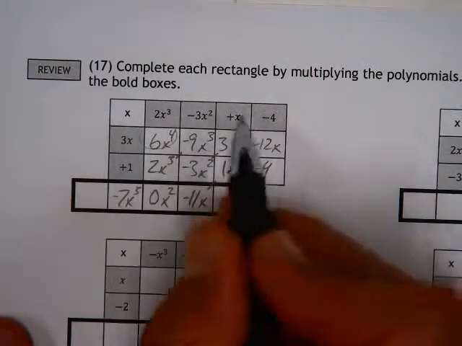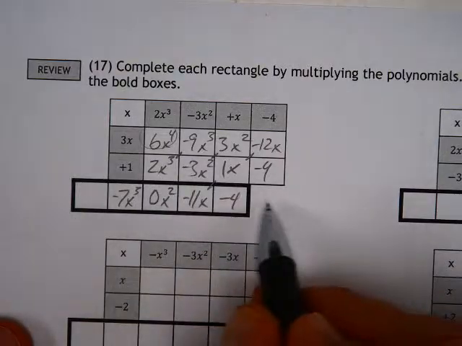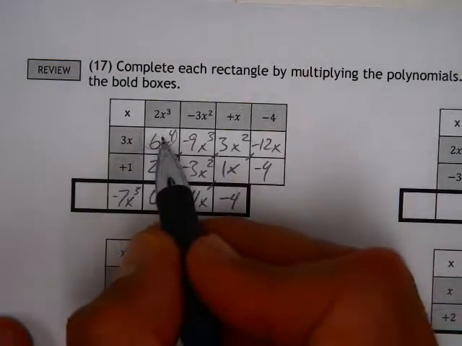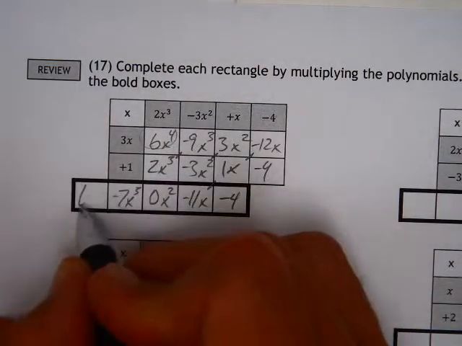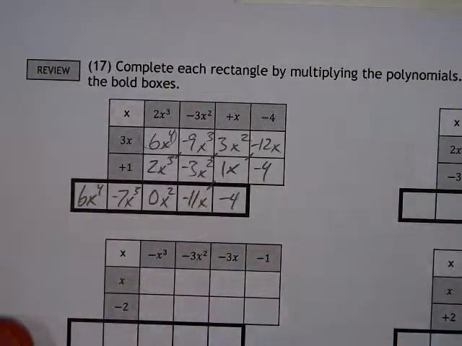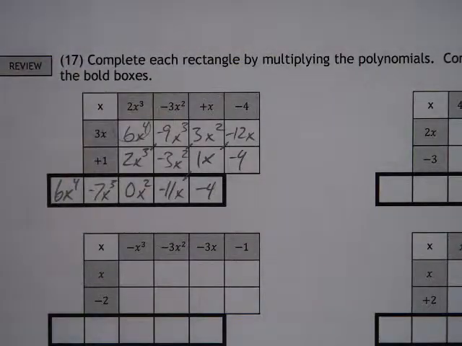These are outer stuff. I'm taking the inner stuff and I'm plopping it down here. So that last one doesn't add to anything. That's just a 6x to the fourth power. And the rest of them are done just like that.